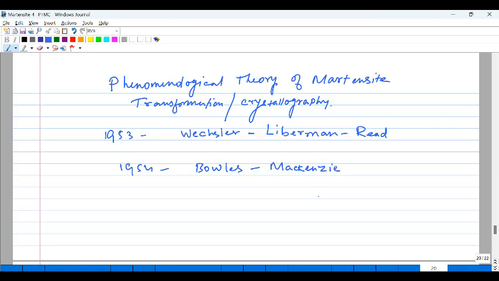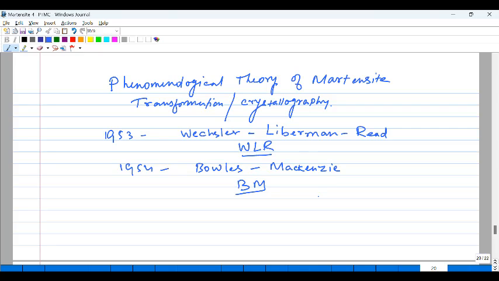So apparently these two theories may look different, but they talk about the same thing. Therefore, this phenomenological theory of martensite transformation is also sometimes referred to as WLR or BM theory. Both talk about the same thing, but maybe with a different approach to it. So this will actually address that discrepancy that we came up with.